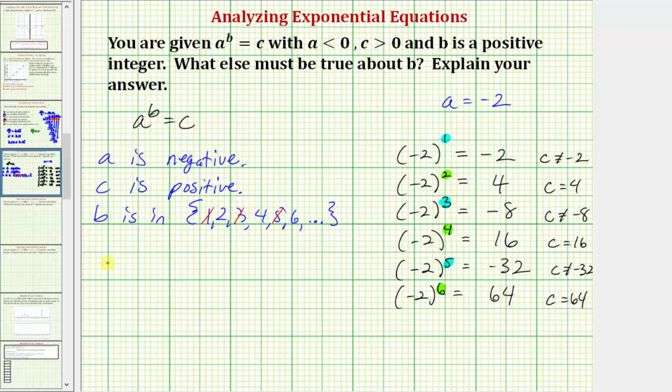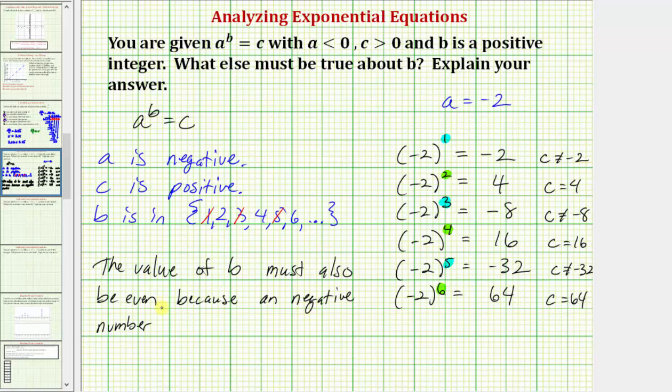So let's write this out. The value of b must also be even, because a negative number raised to an even power is positive.